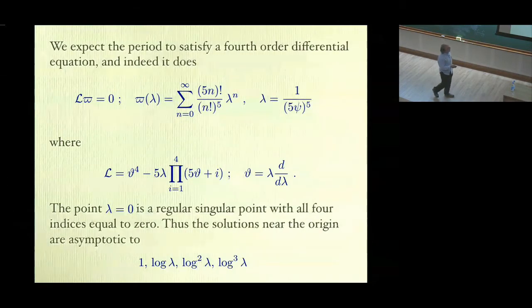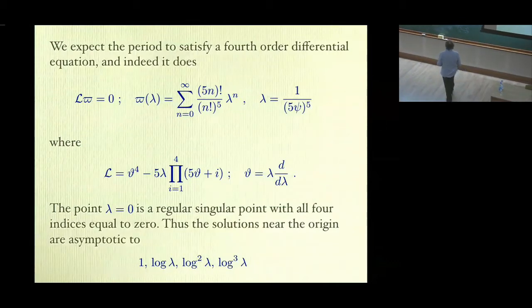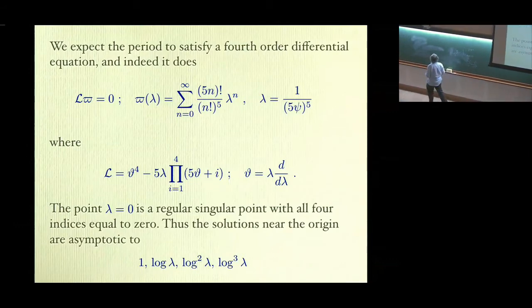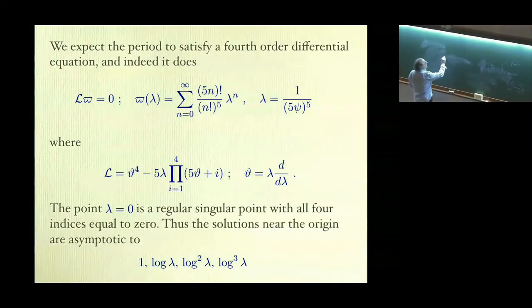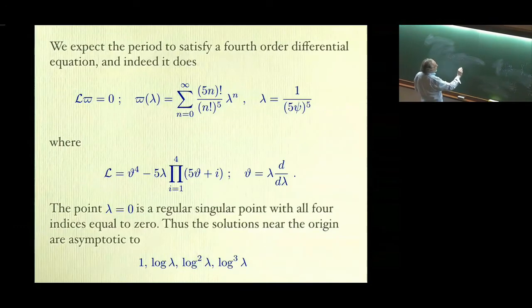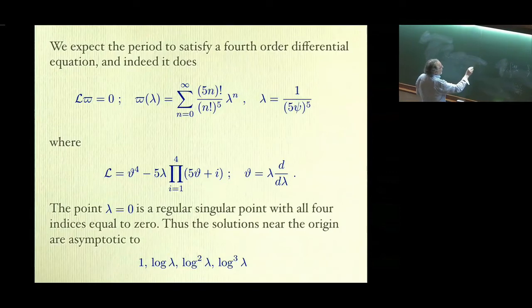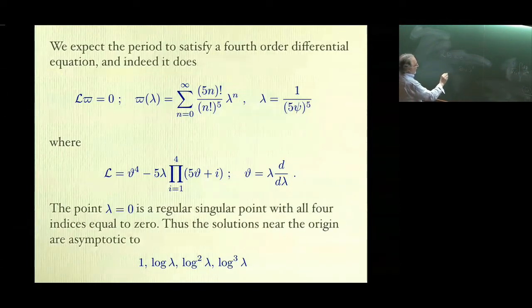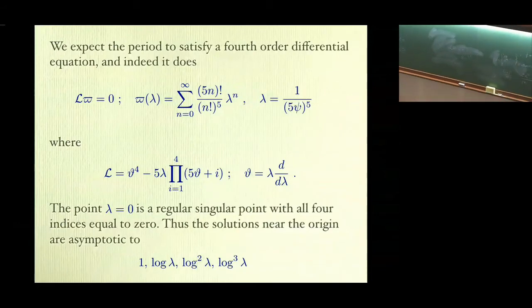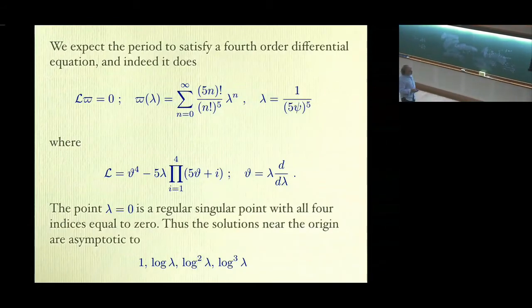If you're presented with an equation like this, the first thing you do is check the indices. So you look for a solution, L of pi is 0, lambda equals 0 is the singular point, you try pi goes like lambda to the epsilon, and you discover that you get epsilon to the 4th. This tells you that you're dealing with logarithms, that the solutions are a series, a logarithm times a series, a log squared and a log cubed.